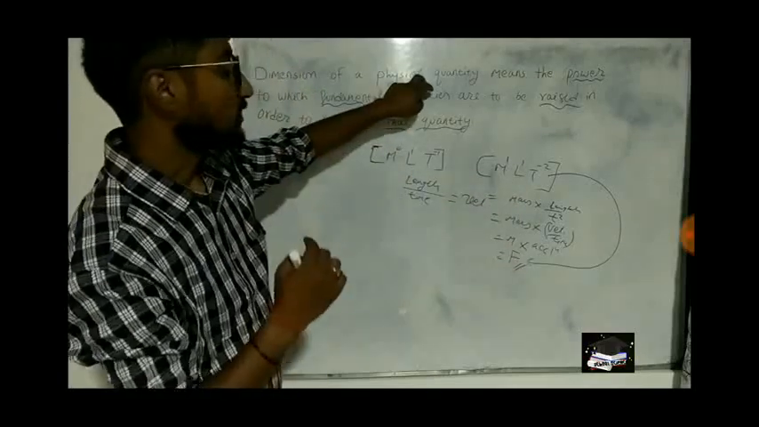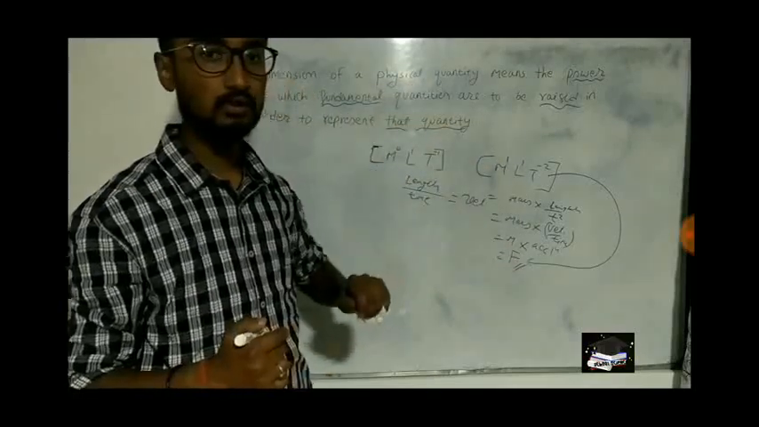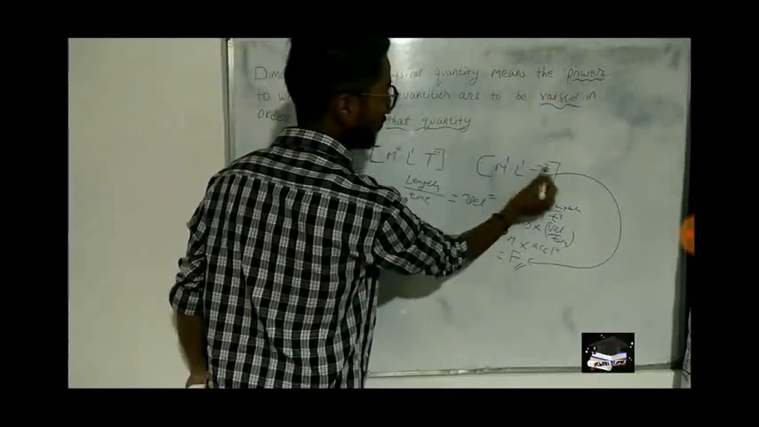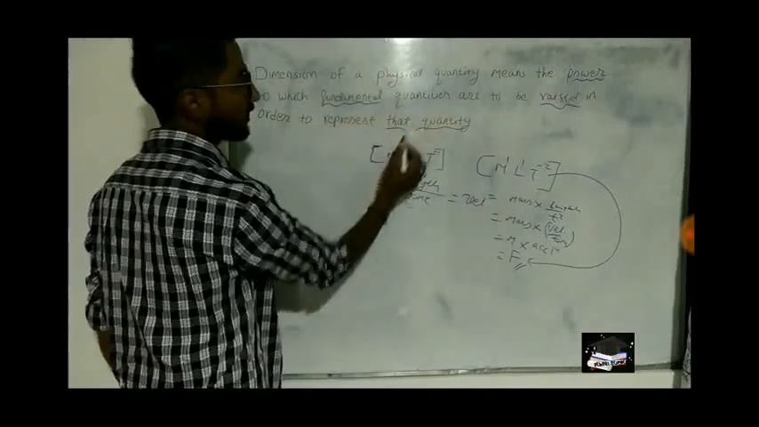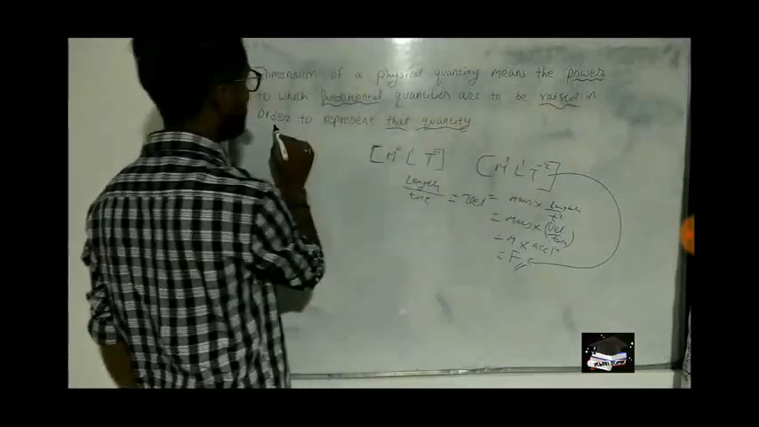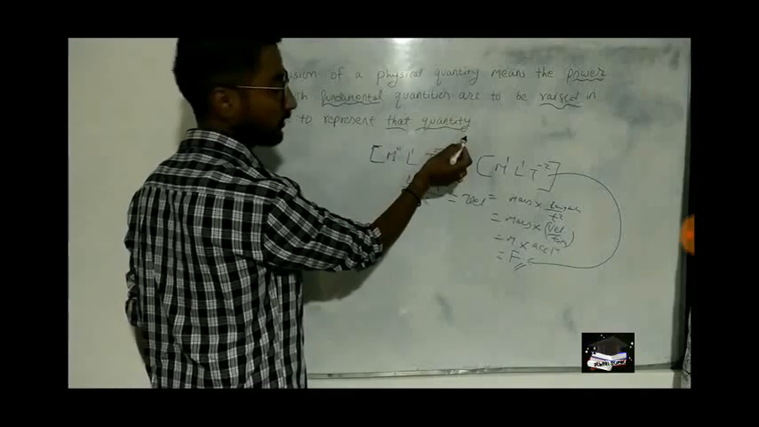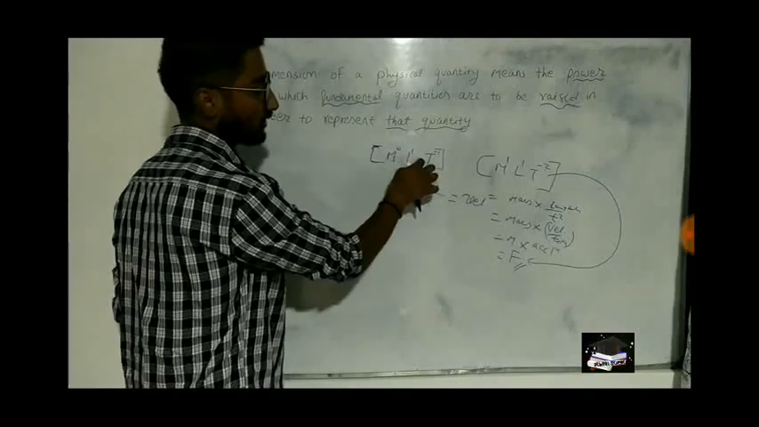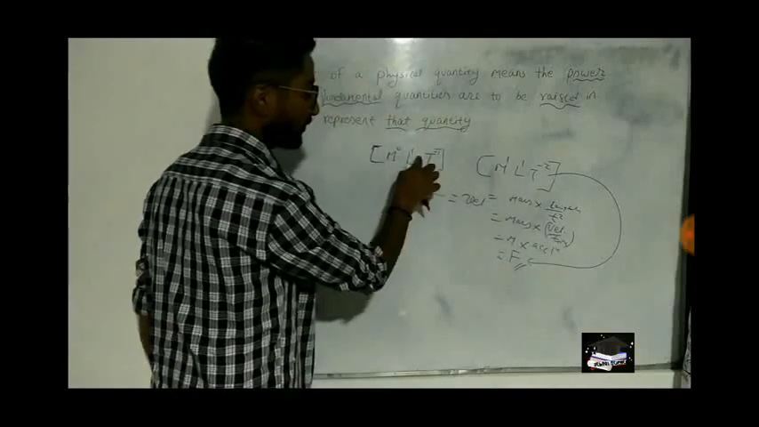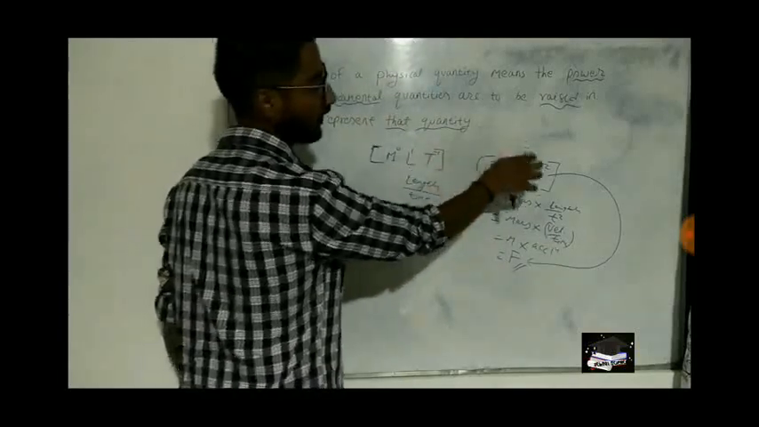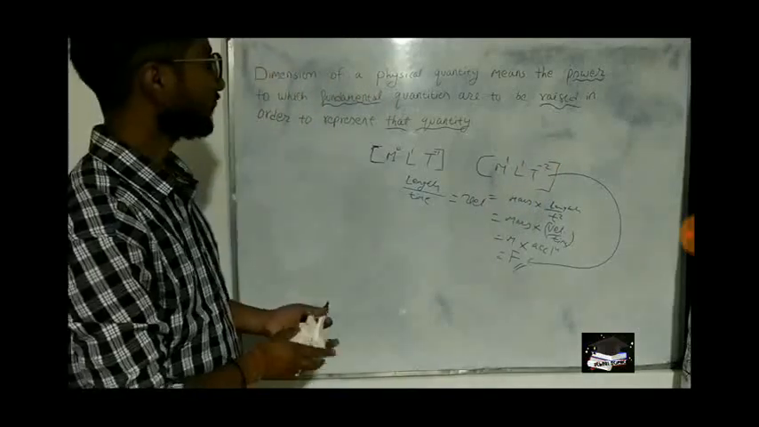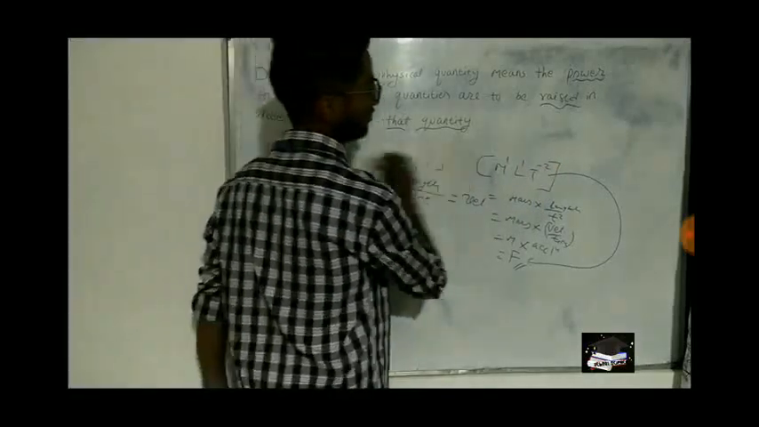So does this definition satisfy this example? Let us check. Dimension of a physical quantity means the power to which fundamental quantities, okay, we are giving power to the fundamental quantities, are to be raised in order to represent that quantity. Yes, we have represented different quantity out here. This is the dimension for velocity, and this is the dimension for force. Okay. All right.